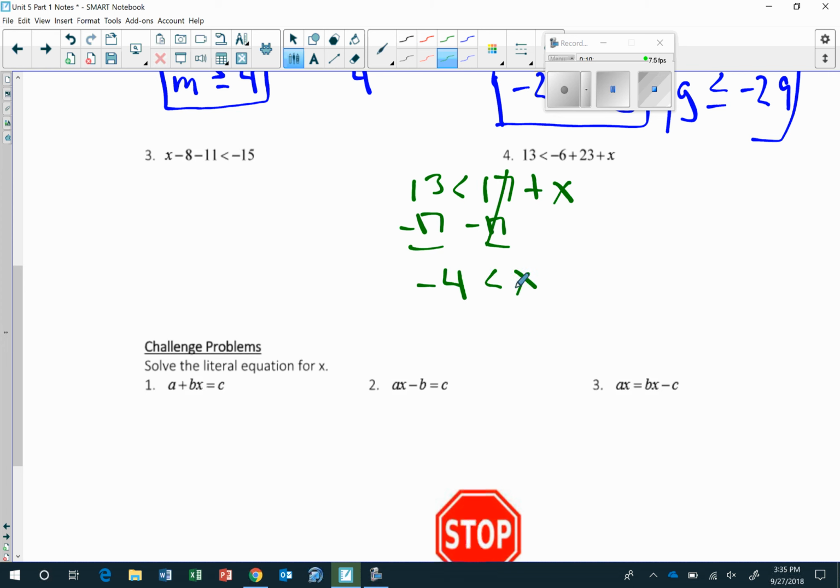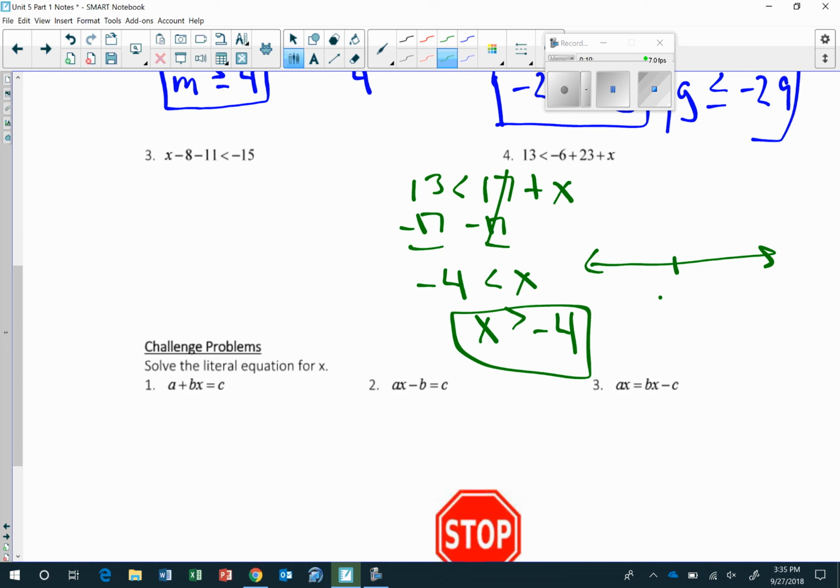Now we said we want to rewrite this so that the variable comes first. So if I write x first, that means this inequality needs to flip to greater than negative 4. Again, I flip that so that it's easier to graph. I can read it left to right and say x is greater than negative 4.